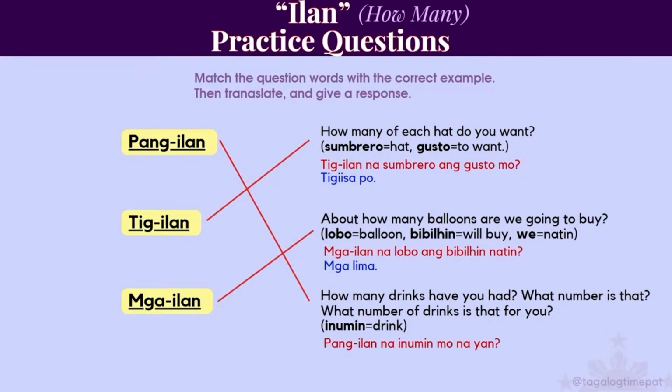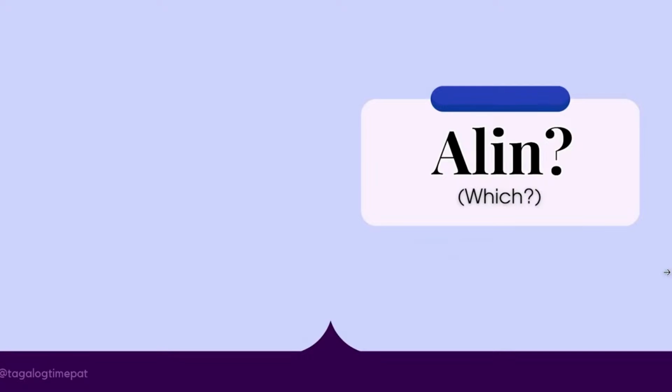How many drinks have you had? What number is this? What number of drinks is that for you? All of that is encompassed by this one question. Pang ilan na inumin mo na yan? Pang-apat na ito. This is my 4th. So do you see how that one is asking about the order of your drinks or how many you've had? And then your response is just that order. So this is the 4th. Pang-apat na ito. All right. So those were different ways to ask for how many.